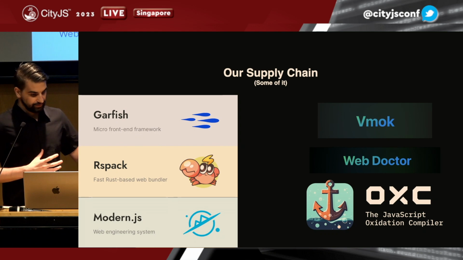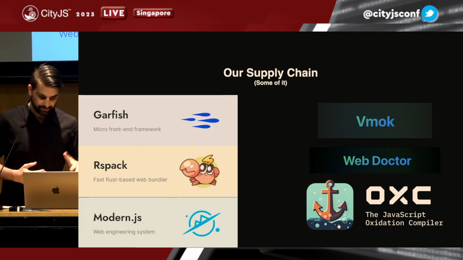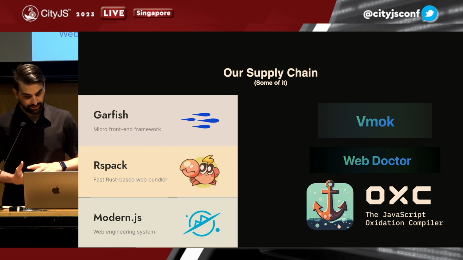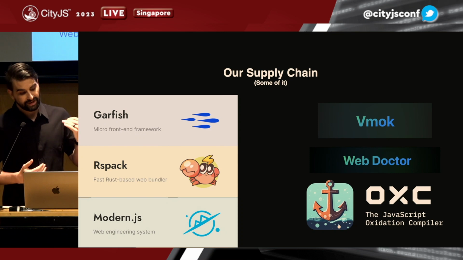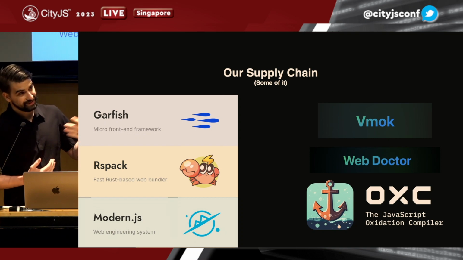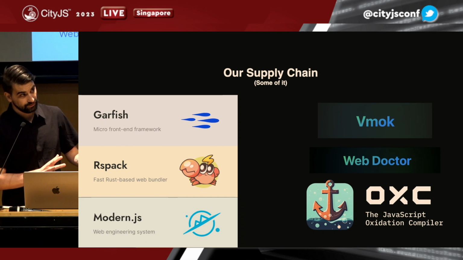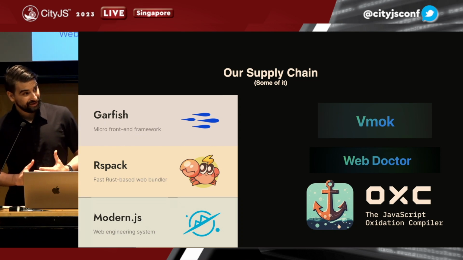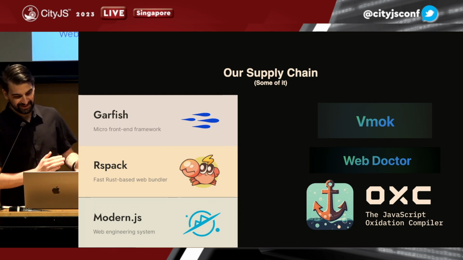We also have a meta framework called Modern.js. We have VMock, WebDoctor, and we also recently acquired Oxidation Compiler. So we now own the parser, the compiler, the meta framework, and the management layers. VMOC you can consider very similar to Medusa, but it's ByteDance's internal version. So that's some of our supply chain and how we can control this stuff. We also have most of the RSPack core team here, so thank you for coming down, and great work.